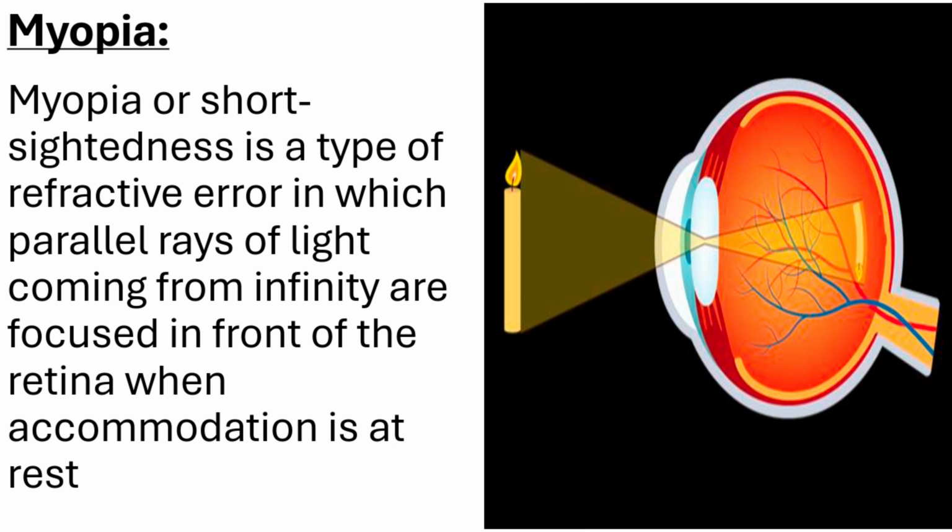The first topic is myopia. Myopia is also known as nearsightedness. It is a common refractive error of the eye where distant objects appear blurry but near objects are seen clearly. The main definition is that it is a type of refractive error in which parallel rays of light coming from infinity are focused in front of the retina when accommodation is at rest.